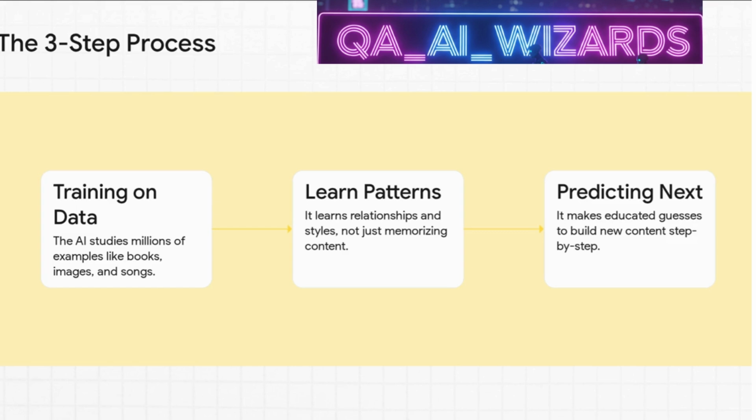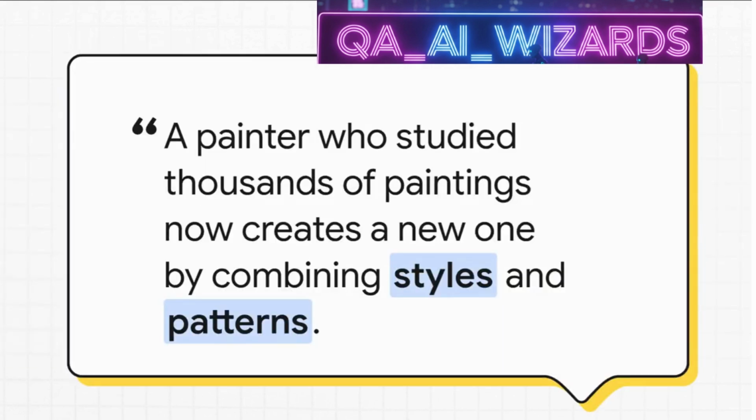Here's a fantastic way to think about it. Imagine a painter who has spent their entire life studying thousands of masterpieces. They don't just go and copy a Monet, right? They've absorbed the styles of Monet, of Van Gogh, of Picasso, and now they can create something brand new that blends all those influences into their own unique style. That's pretty much what the AI is doing.